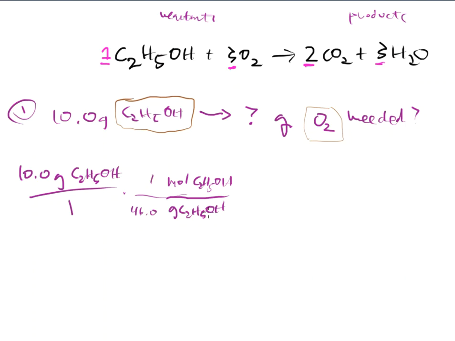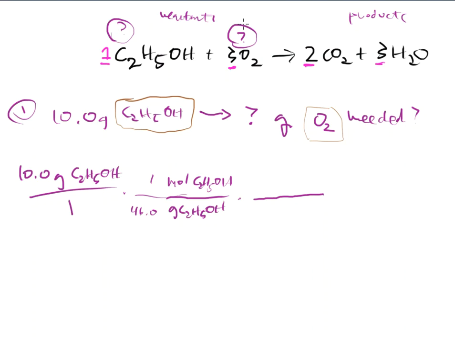You can look that up, Google it, do the work. 2 times 12.01 plus 1.01 times 5 plus 16 plus 1.01 gives me 46.0, give or take a little bit. I've rounded it off. If I stop there, though, that is mole of C2H5OH. I don't want that compound. I want something completely different, right? I want O2. So if I'm starting with this much stuff, how much of this ingredient do I need to add in order for the recipe to work? That is what we are trying to figure out here.